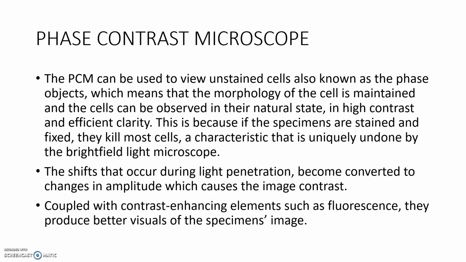The shifts that occur during light penetration can be converted into a change in amplitude, and this change in amplitude causes the image contrast. Coupled with contrast enhancing elements such as fluorescence, they produce better visuals of the specimen's image. If we couple this phase shift with fluorescence, we get a better image of the specimen.